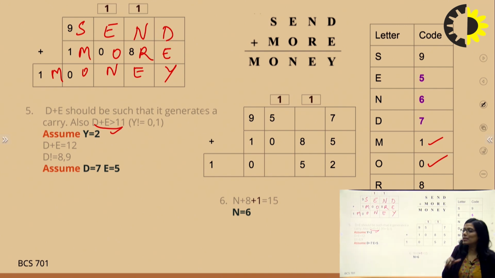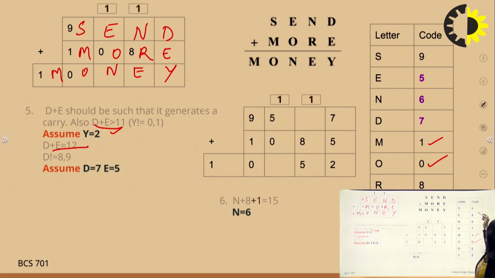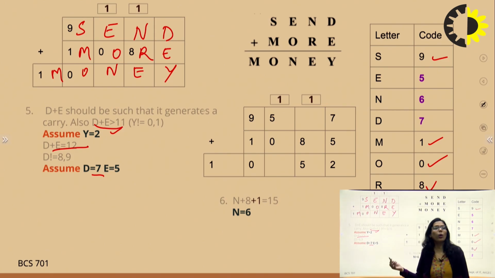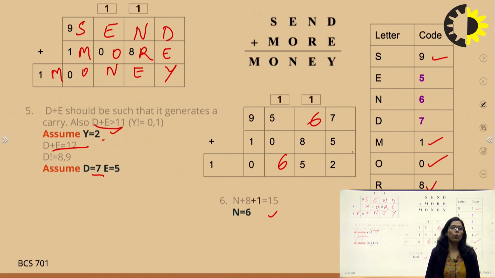Now when we assume Y is equal to 2, it means D plus E is equal to 12. So D cannot be 8 or 9. Why? Because it has already been assigned. So we assume the value of D to be 7, and automatically, if the value of Y is equal to 2, the value of E will be 5. Now when D is equal to 7 and E is equal to 5, we reach this stage. Now after solving, I can find out that the value of N is equal to 6. So this is how we are going to solve a cryptarithmetic problem.